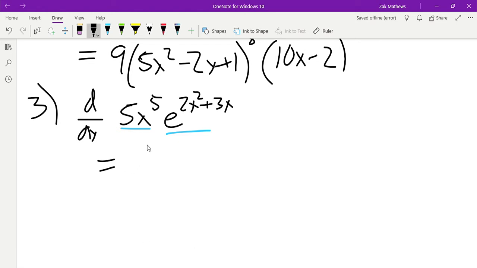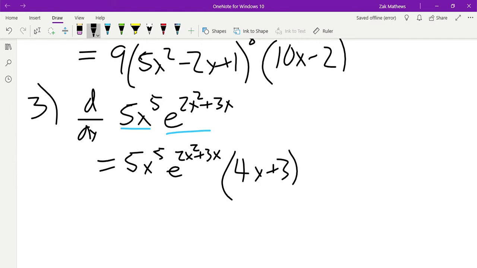So I'm going to start with the product rule. The product rule says leave the first term, so the 5x to the 5th will stay. Then I have to take the derivative of this second, not term, but factor, second factor. So I'm going to leave the e to the 2x squared plus 3x because I know the derivative of e is just itself. So if I take the derivative of the e, it's just itself, but then I also have to take the derivative of that inner function, and the derivative of that inner function is 4x plus 3.